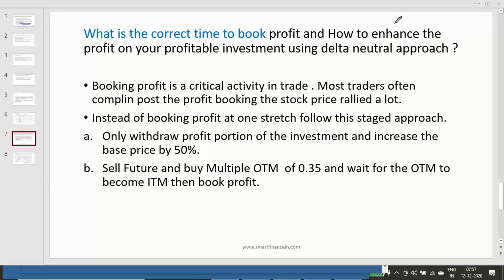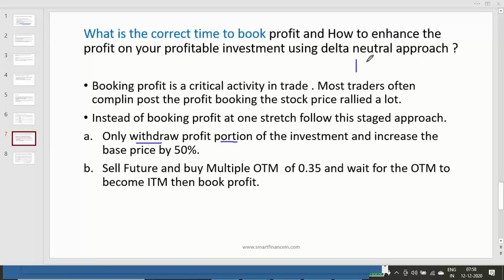Trade is not about repeatedly entering and making small profits. Trade is about your profitable trade: that profit should be protected, and the profit should go up. It is not that without doing any extra activities or choosing any extra stocks, your profit in the same position should go up. So what I have done here is only withdraw the profit portion of the investment, which is the easiest thing.